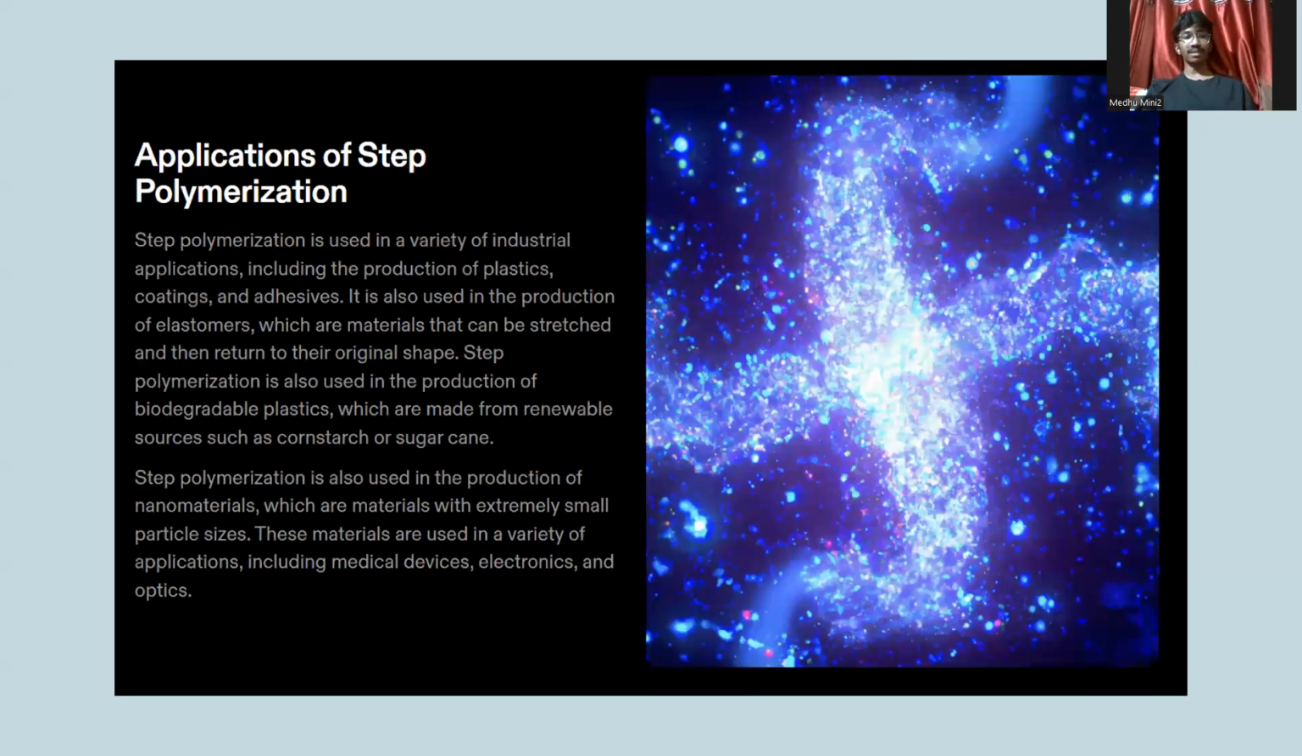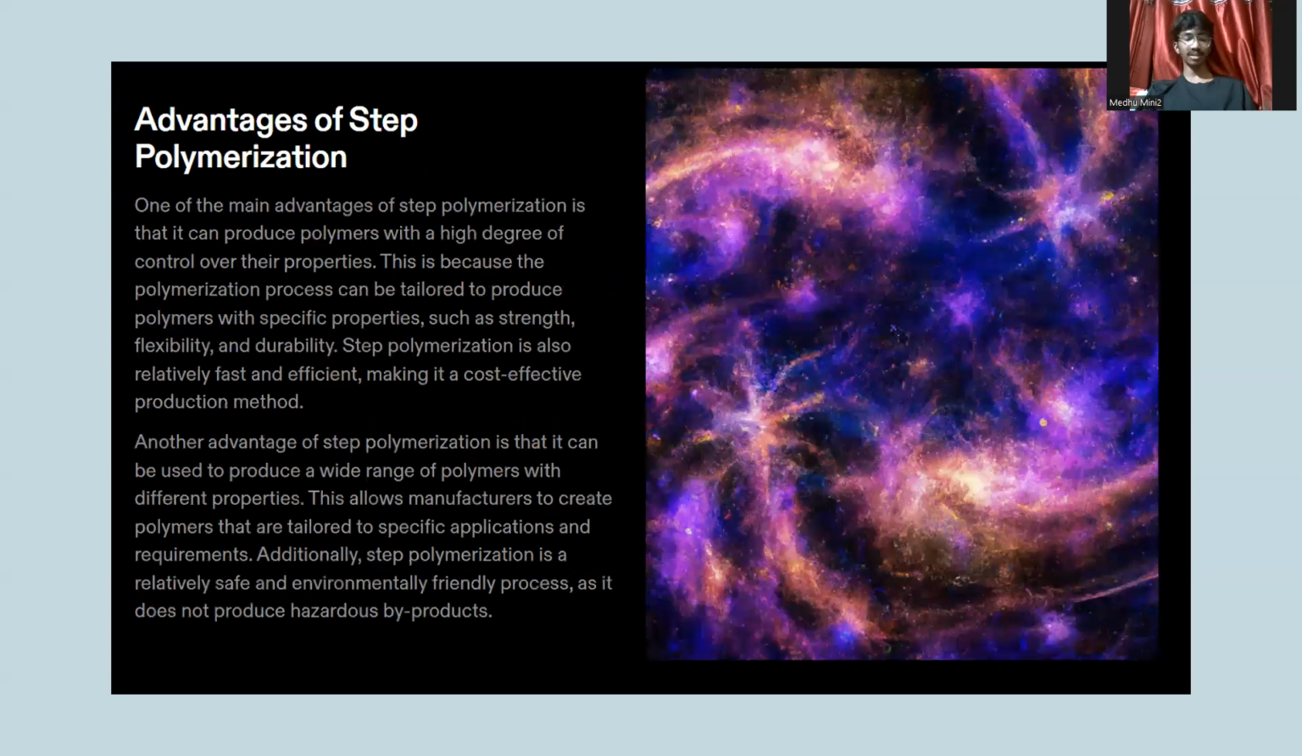Applications of step polymerization. Step polymerization is used in a variety of industrial applications, including the production of plastics, coatings, and adhesives. It is also used in the production of elastomers, which are materials that can be stretched and then returned to their original shape. Step polymerization is also used in the production of biodegradable plastics, which are made from renewable sources such as cornstarch or sugarcane. Step polymerization is also used in the production of nanomaterials, which are materials with extremely small particle sizes. These materials are used in a variety of applications, including medical devices, electronics, and optics.